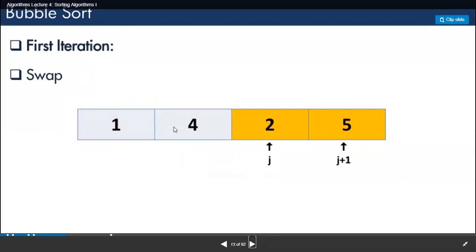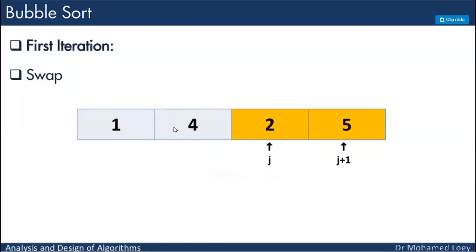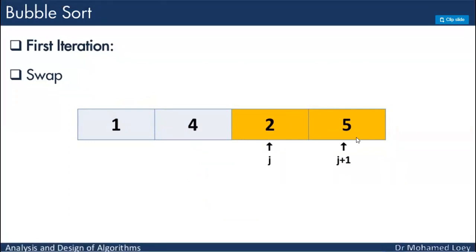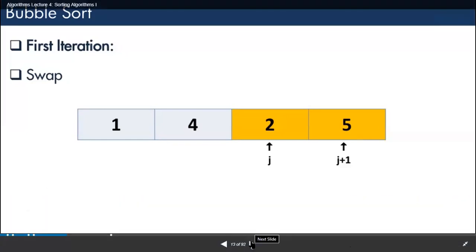Two things to notice from here. First of all, after the first iteration, the largest element, that was 5, is at the last position of the array. And the number of comparisons we needed was totally dependent on the data. Now let's see another example. So this is the first iteration.